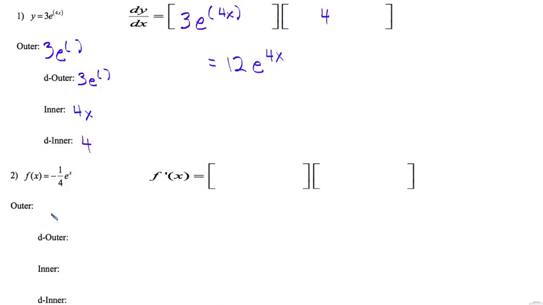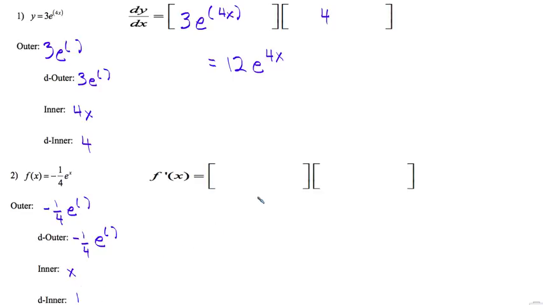And here we go. So outer is negative 1/4 e to the power of something. So daughter is negative 1/4 e to the power of something. It's quite repetitive now. It's the same exact thing. Outer and daughter are the same thing when I'm in e-house. So inner is just x. It's the thing inside the parentheses. So dinner is 1. Derivative of x is 1.